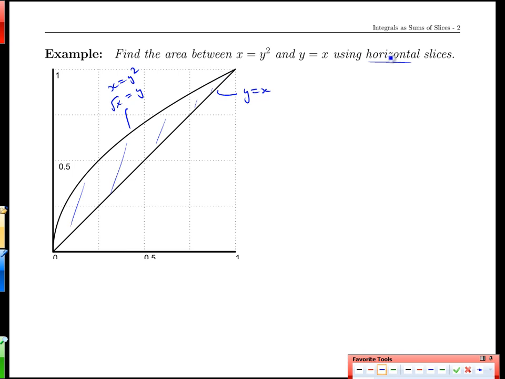Now here we've given you the direction to use horizontal slices. You could evaluate this area using vertical slices as well. There's no difficulty. We're going to do it with horizontal because that's less familiar for most students, and so it's good practice. So, first step, decide which direction you're going to slice in. That's already done. So let's imagine what those slices will look like.